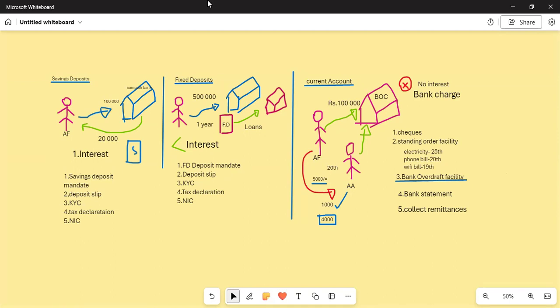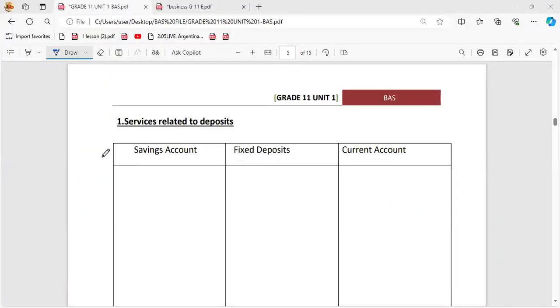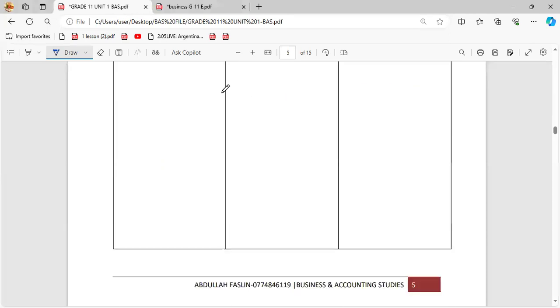Right. Excellent. Therefore, how are we opening a current account? Asif is having a current account. I don't have a current account. I use Asif; he actually introduces me to the bank. And also I have to fill the current account mandate, deposit slip, KYC, declaration, NIC, all are the same. Am I clear? So in the tute, I have given these 3 blanks. You can write what is a current account, what is a fixed deposit, and what is a savings account. You can write that down and you can write down the steps.